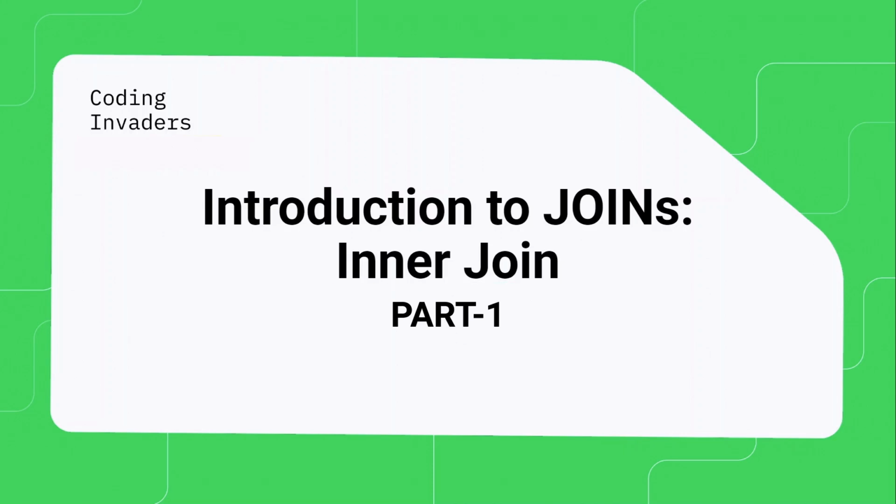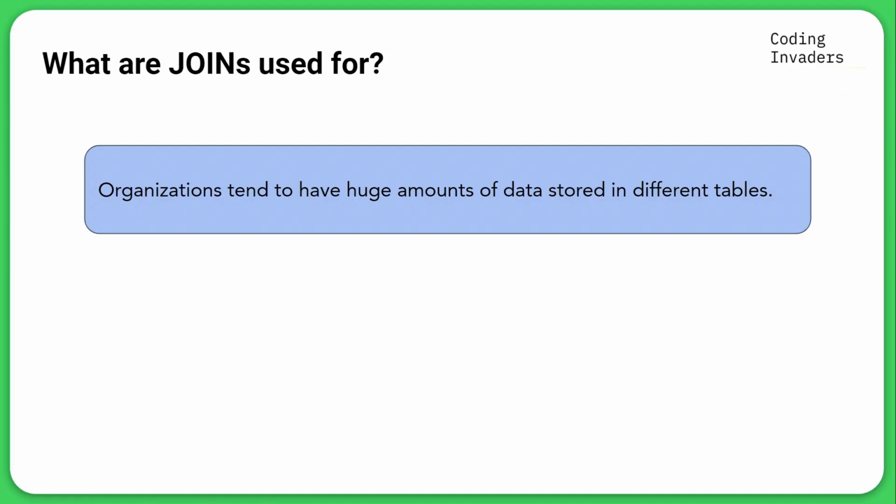Okay? So, in organizations, there would be a huge amount of data. All the data cannot be stored in one single table, and it would be very difficult to read, understand, and analyze that huge data in just one table. Hence, the information is available in different tables which are related with each other with some information.